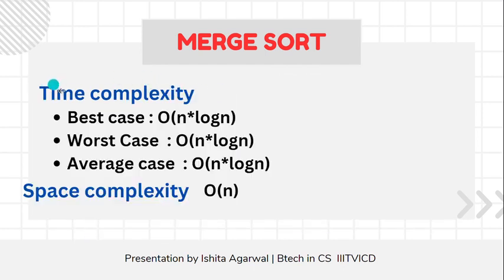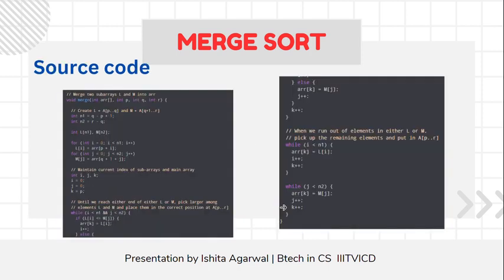Coming to time complexity, merge sort is efficient compared to the bubble sort, insertion sort and selection sort because of the time complexity, since it is less, which is n log n. But here the space complexity is more, that is n, because of the array we have created here of n size.